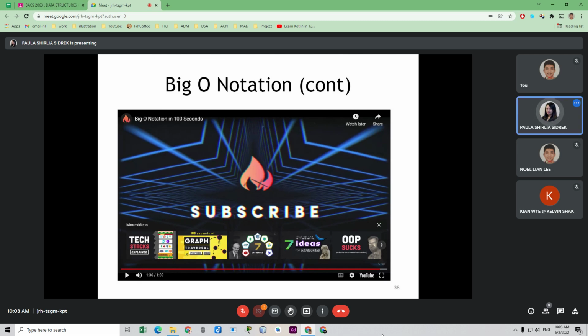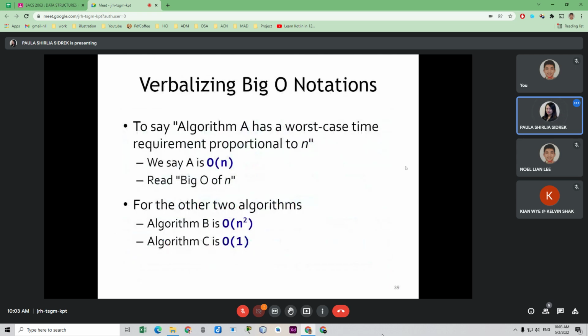Okay, that's just a brief explanation of what big O notation is. I have already explained that, right? So just to recap, to help you remember again: how do you say big O notation, verbalizing it? To say algorithm A has a worst case time requirement proportional to n, we say A is O of n, or you read it as big O of n. This is how you read O of n, big O of n. For the other two algorithms, algorithm B is O of n squared, and C is O of 1.